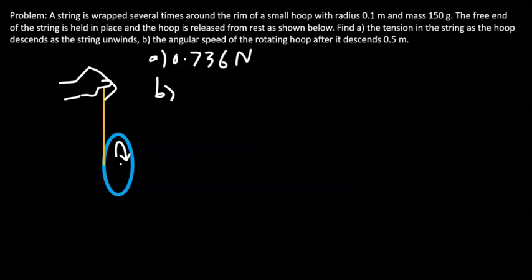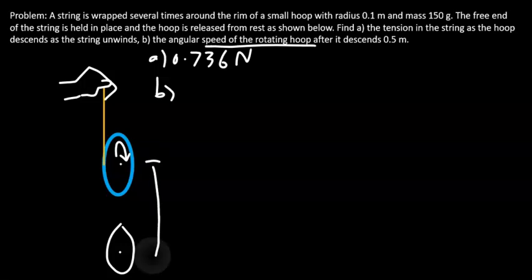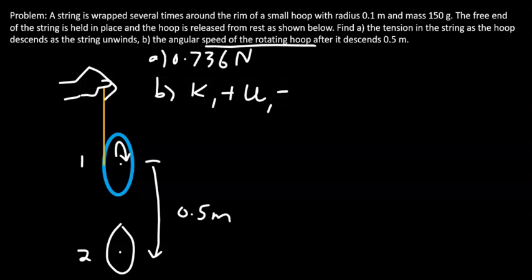Now let's look at part B. We want to determine the angular speed of the rotating hoop after it descends 0.5 meters. So let's assume that that position is here. So that distance right there is 0.5 meters. So this is position 1 and this is position 2. We are going to apply the principle of conservation of energy here. So the kinetic energy at position 1 plus the gravitational potential energy at position 1 equals the kinetic energy at position 2 plus the gravitational potential energy at position 2.